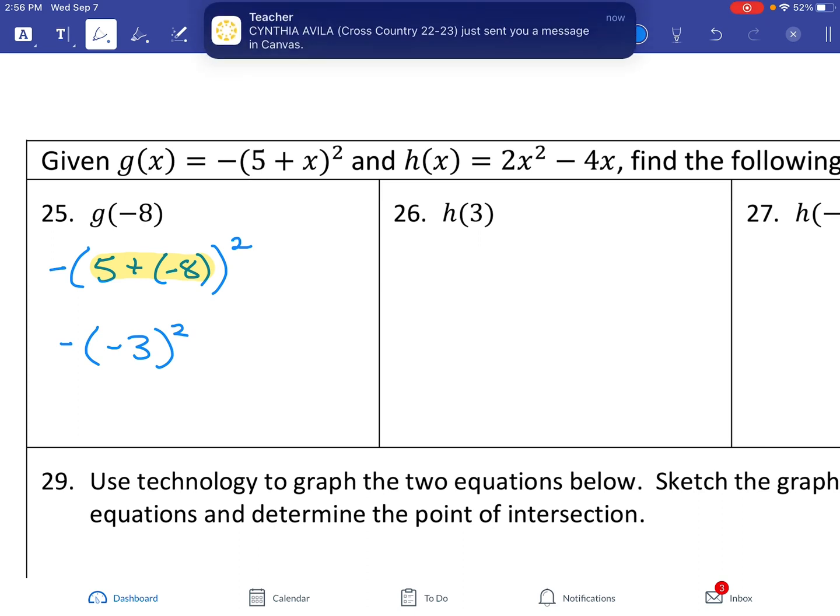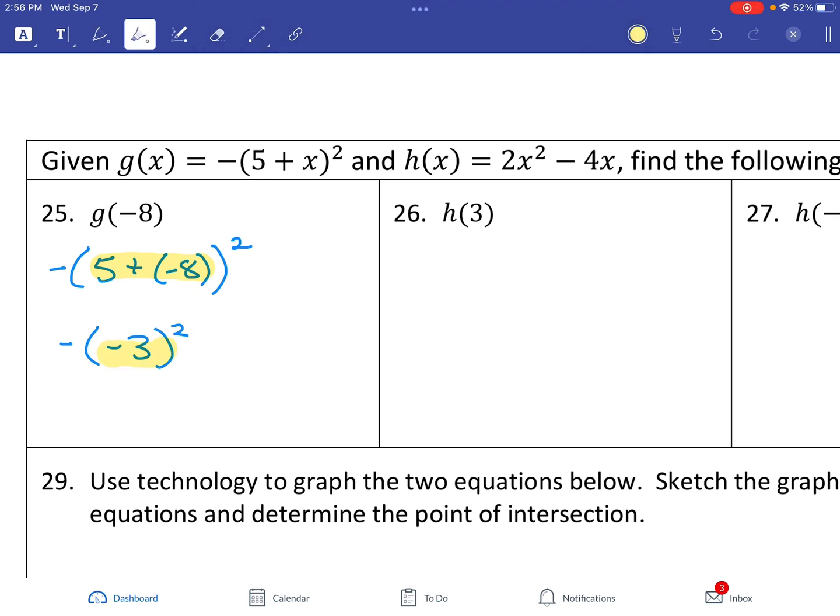Next I do negative 3 squared, which gives me positive 9. So now I have negative times 9, and that gives me negative 9 when I'm done.